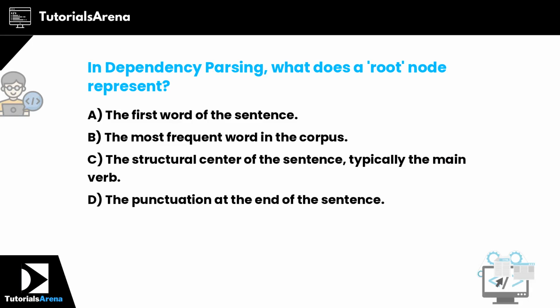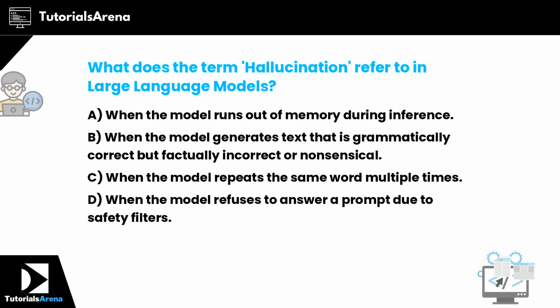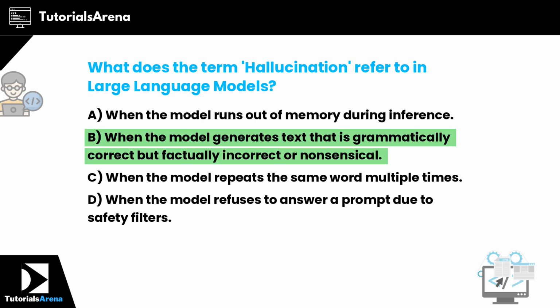In dependency parsing, what does a root node represent? The correct answer is option C, the structural center of the sentence, typically the main verb. What does the term hallucination refer to in large language models? The correct answer is option B, when the model generates text that is grammatically correct but factually incorrect or nonsensical.